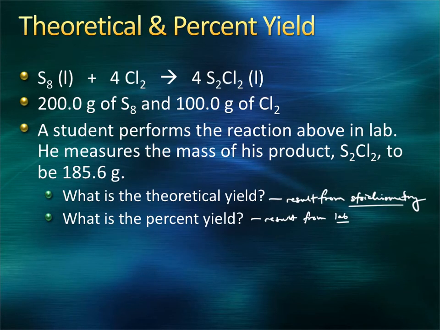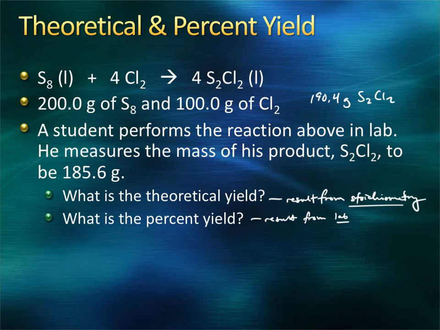The last thing we want to talk about here is theoretical yield and percent yield. So we did this stoichiometry, and we determined we should be making, if you remember just a moment ago, 190.4 grams of S2Cl2. That was the maximum that we could possibly make based on stoichiometry. Let's say a student does this reaction in lab. Now, this would be incredibly dangerous for any of you to do. Sulfur plus chlorine gas would not be a safe reaction to do, at least not outside of a fume hood. But let's say they do this exact same setup, and they measure the product S2Cl2 to weigh 185.6 grams.